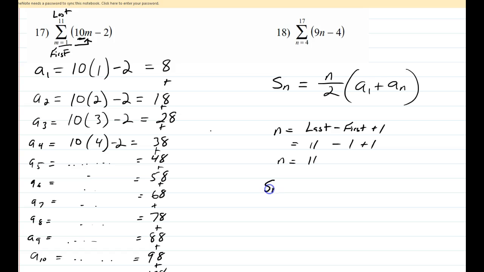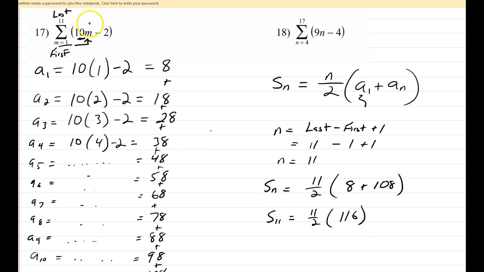So now when I plug this into my formula, I get 11 over 2. Now my first term we found by plugging 1 in, and I got 8. My 11th term I found by plugging 11 in, and we got 108. And now this is what we plug into our calculator. And so when we work that out, we get 638.